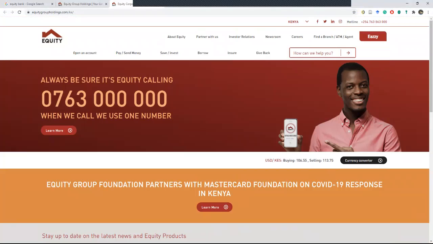For example, this is the spot. We can see here the currency. If you go today and you want to buy $1 US, Equity Bank is telling you that they will sell it to you at 113.75. If you want them to buy from you, they will buy $1 US at 106.55. That is referred to as the spot market. If you go to Equity Bank today, right now, that is the quotation you will be given.